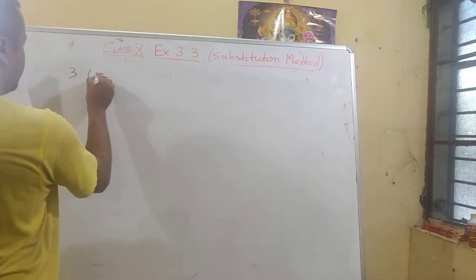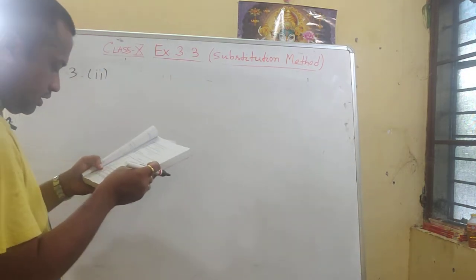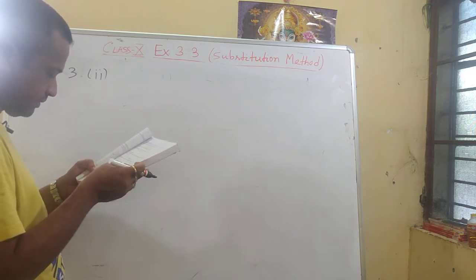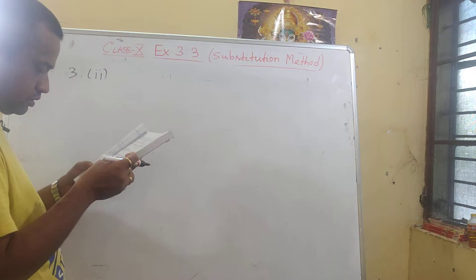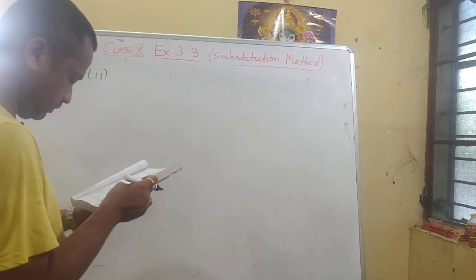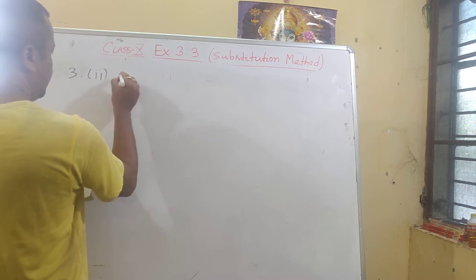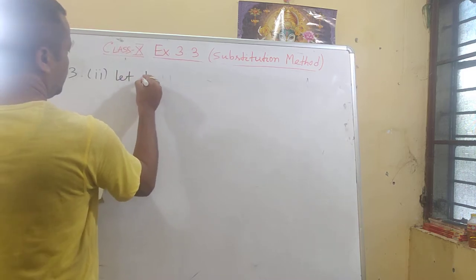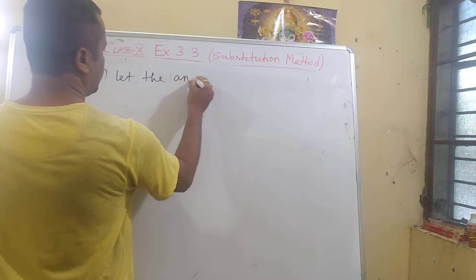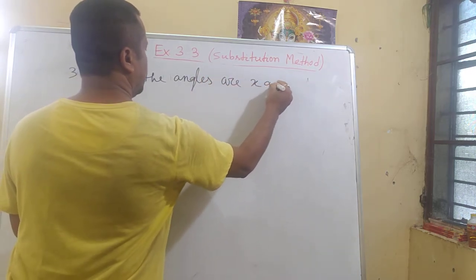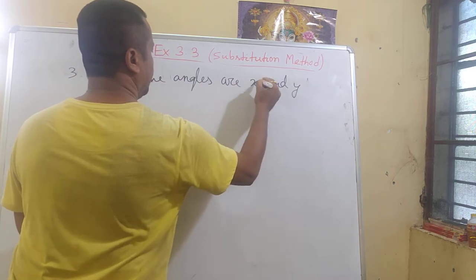So let us check number 2. The larger of two supplementary angles exceeds the smaller by 18 degrees. Find them. First let the angles be x and y.